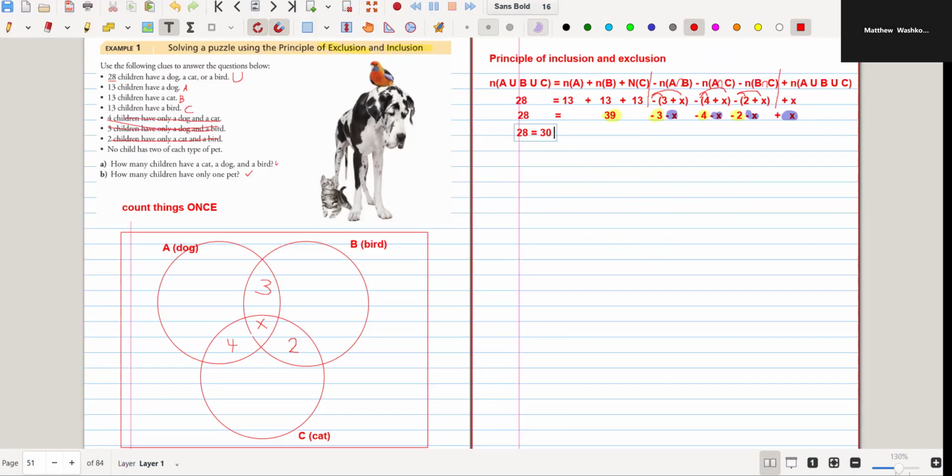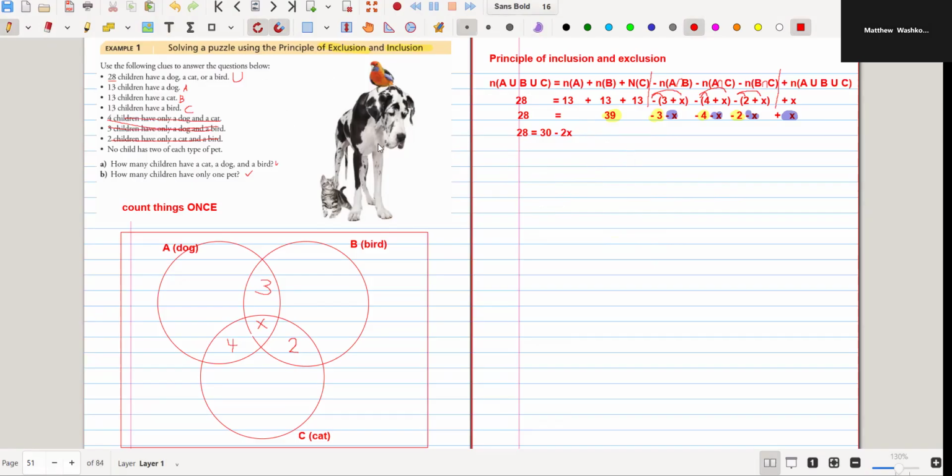So 28 equals 30. So I have negative x, so minus 1, minus 1, minus 1, plus 1x is negative 2x, right? Negative 3x plus 1x, right? So that's where I'm getting negative 2x from here. So minus 2x. Okay, now that looks like something we can actually work with, right? So that's a little bit easier.